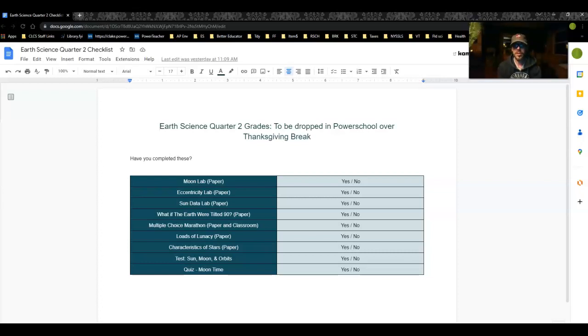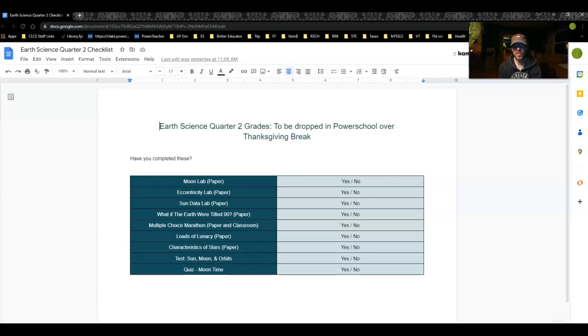So these are all the assignments. Guys, what I'm going to do is, if it's not a test or a quiz, I'm going to put all the rest of these out on the lab table that's closest to where you guys keep your lab books. So let's have them out. All the extras in a row. Moon Lab, Eccentricity Labs in your lab book, but like Sun Data Lab, they'll always be laid out there.